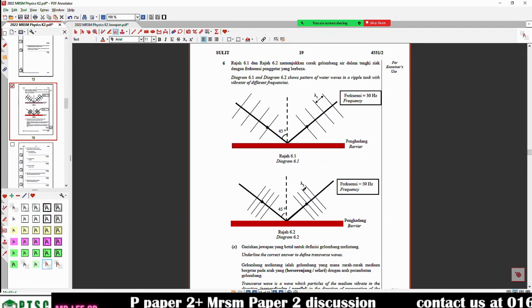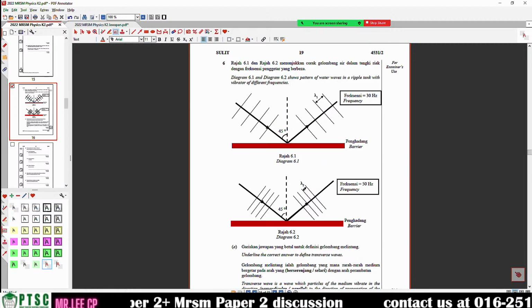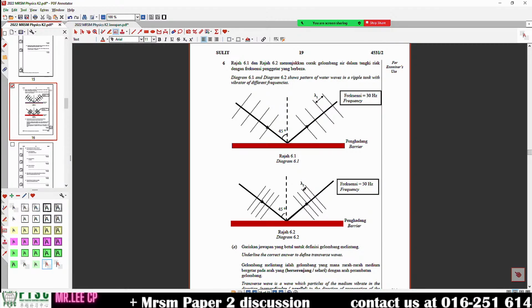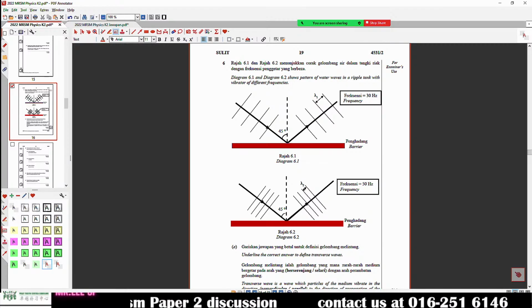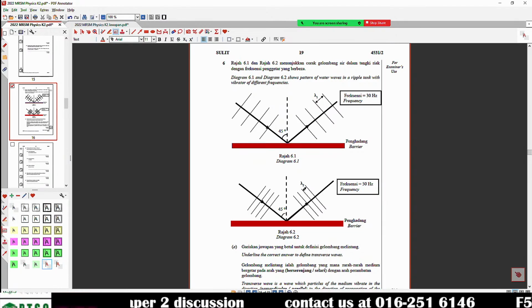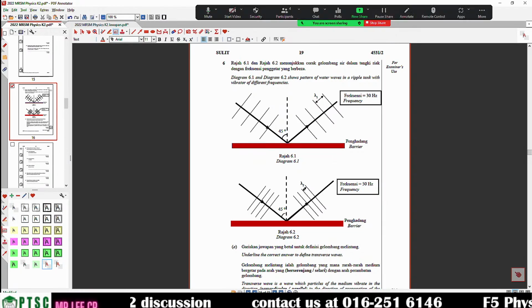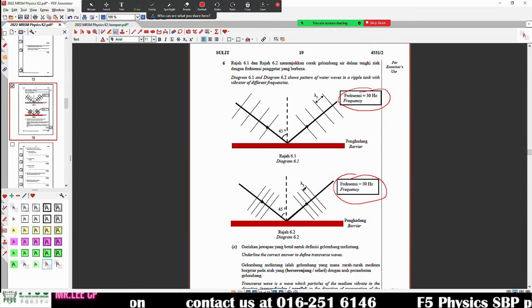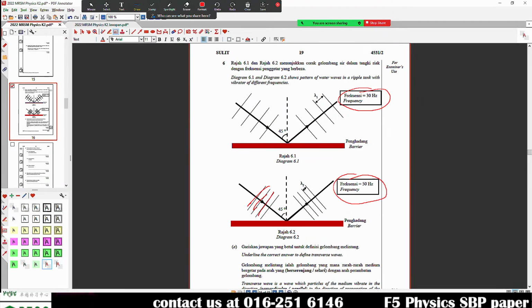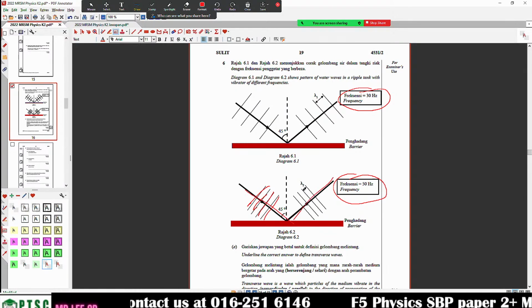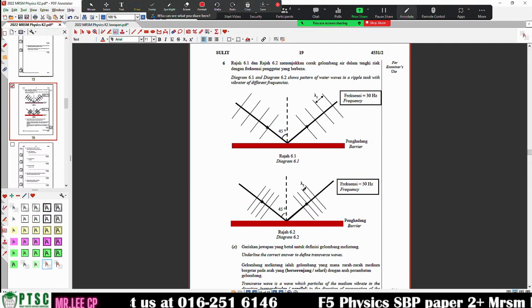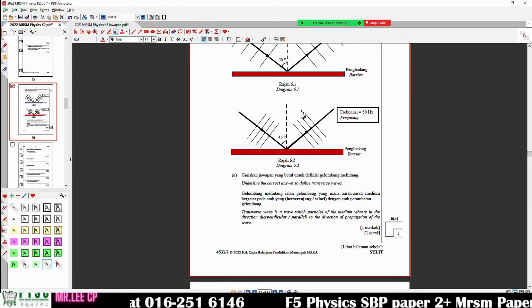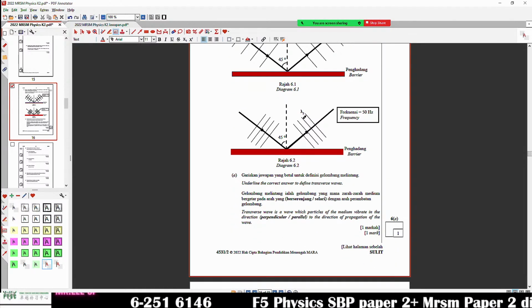Next one, 6.1, 6.2 shows the pattern of the water in the ripple tank with the vibrator of different frequency. Right, 30 Hz, 50 Hz. Right, this one vibrate slow, this one vibrate faster. Right, so you see this one faster, and then you see everything here. Right, so next one. Underline the correct answer about the transverse.